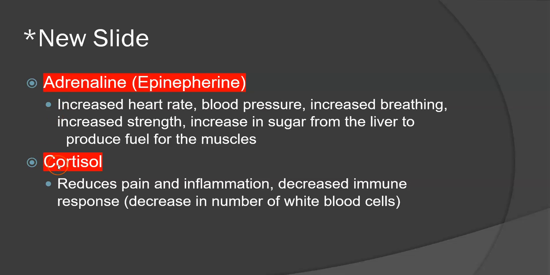So, remember these two, adrenaline and cortisol. Let's look at what they're doing to your body. This happens inside of you. If you experience stress, that fight or flight kicks in, and that is the alarm phase. Adrenaline and cortisol are both being released. What adrenaline is doing is increasing your heart rate, your blood pressure, your respiration. It's helping with an increase in strength. It's increasing sugar from the liver to produce fuel for the muscles.